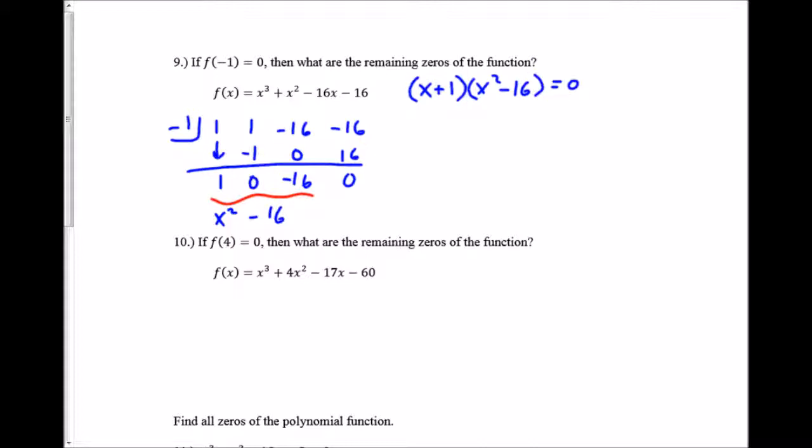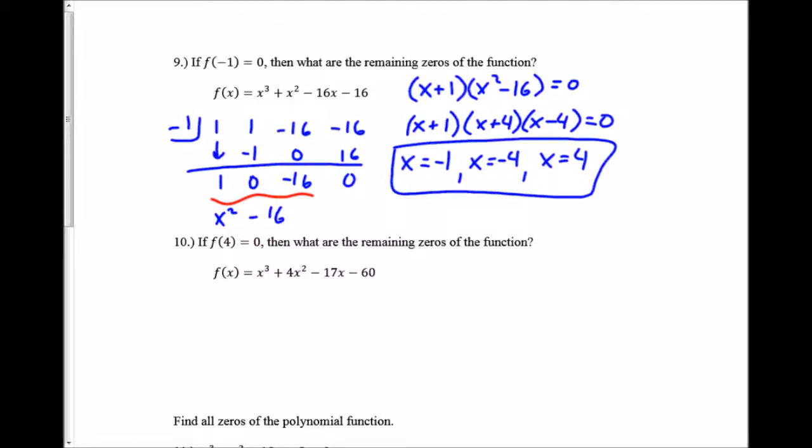And now if I want to find the remaining zeros, I just completely factor this thing. X squared minus 16 is an x plus 4 and an x minus 4. And then you set each factor equal to 0. Here I find out that x equals -1. Here I find out that x equals a -4. Here I find out that x equals a +4. So those are my 3 solutions. That's it.